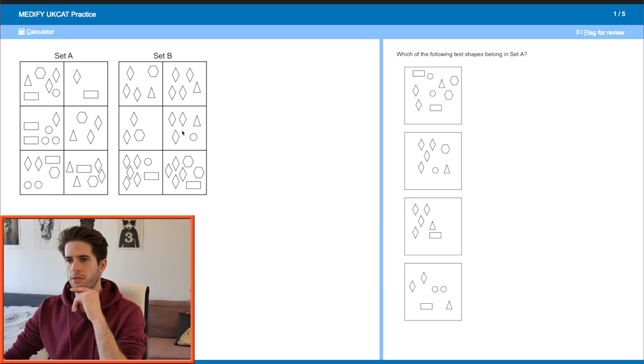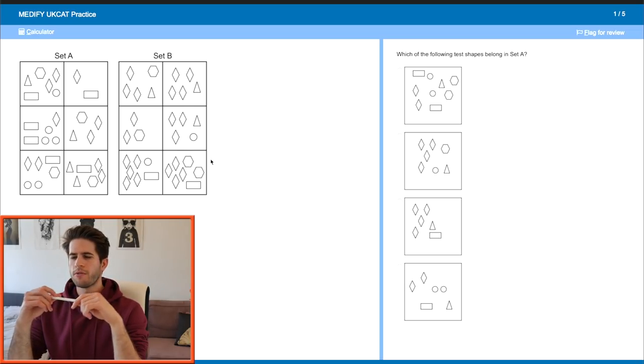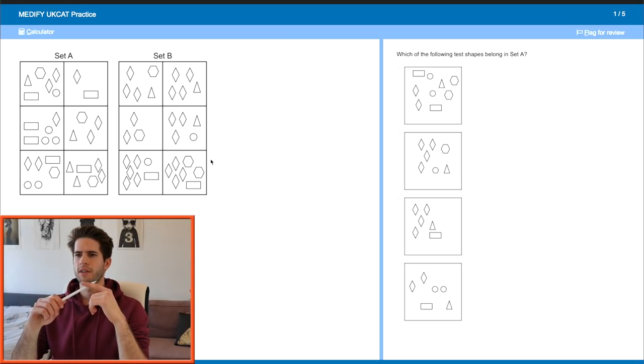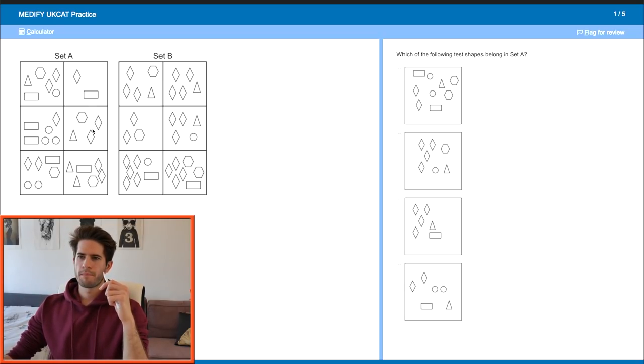3, 4, 2, 3, 4, 5. Okay, here we have 4 and triangle, 3 and triangle, 4, no triangle. I'm gonna try and look at it from a bird's eye view, not really count anything, but just see the overall picture, see if anything comes to light. Generally, I'm getting the vibe that the diamonds are more on the right-hand side here, whereas they're more on the left-hand side here. Now, clearly, this is not the perfect rule, because there's this anomaly here.